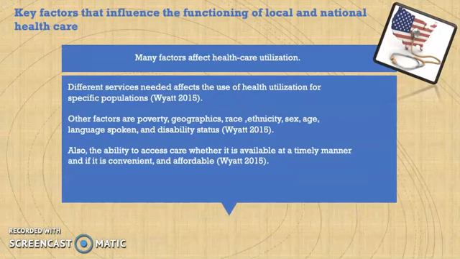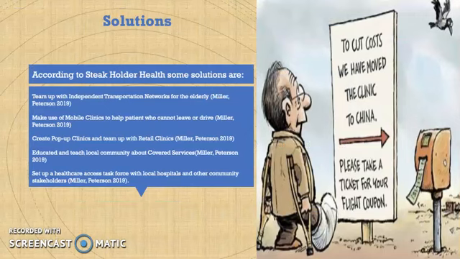So, key factors that influence the functioning of local and national healthcare. Many factors affect healthcare utilization. Different services needed affect the use of health services and utilization for specific populations. Other factors are poverty, geography, race, ethnicity, sex, age, language spoken, which can become a barrier to communication itself, and of course, disability status. Also, the ability to access care, whether it is available in a timely manner and if it is convenient and affordable.